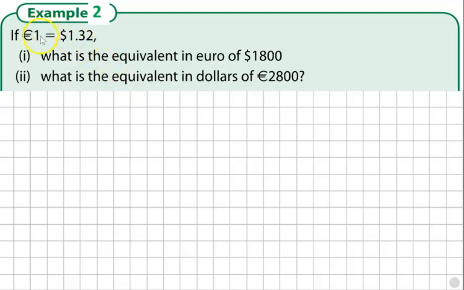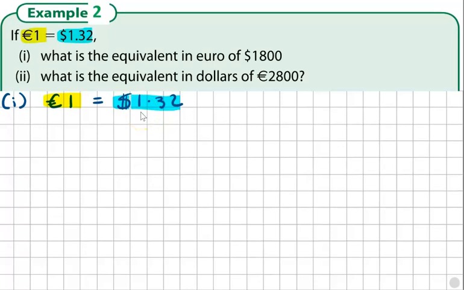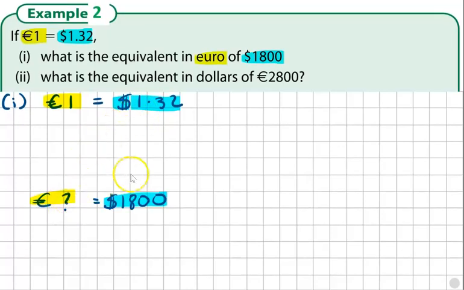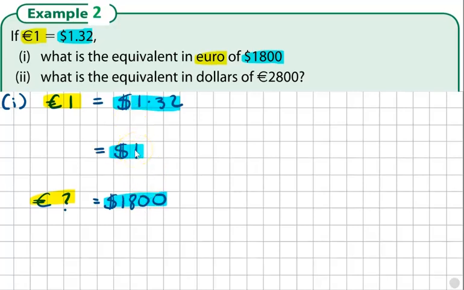Example 2. If €1 is equal to $1.32, part 1, what is the equivalent in euro of $1,800? And part 2, what is the equivalent in dollars of €2,800? So part 1, €1 is equal to $1.32. We want to know how many euro is equal to $1,800. So just like the last example, we're going to figure out what $1 is. And then when we know what $1 is equal to in euro, we can just multiply by 1,800 to get what $1,800 is equal to in euro.